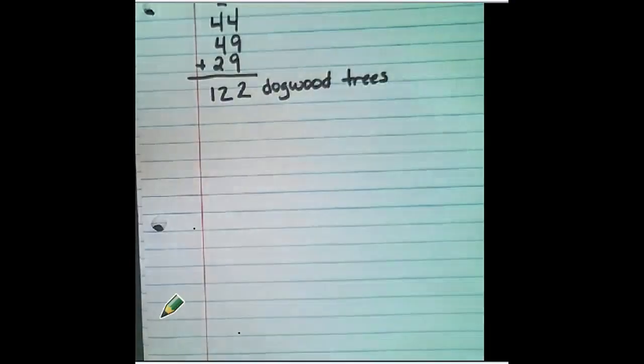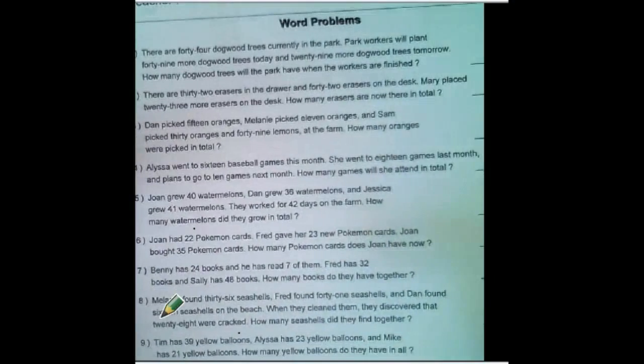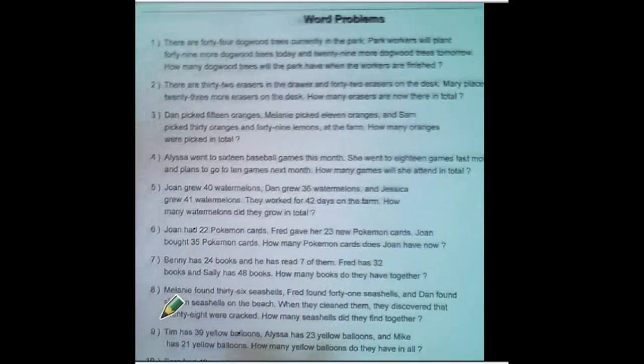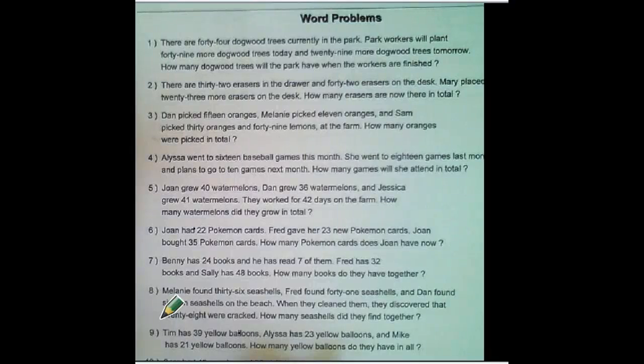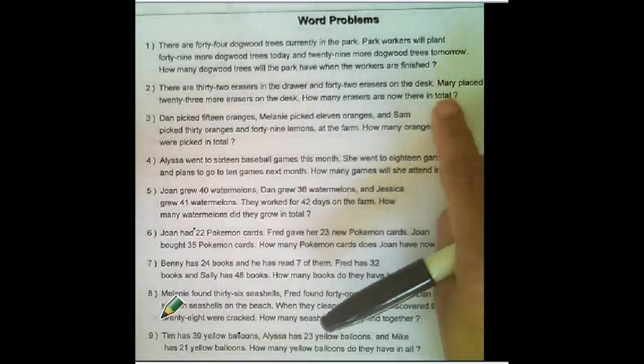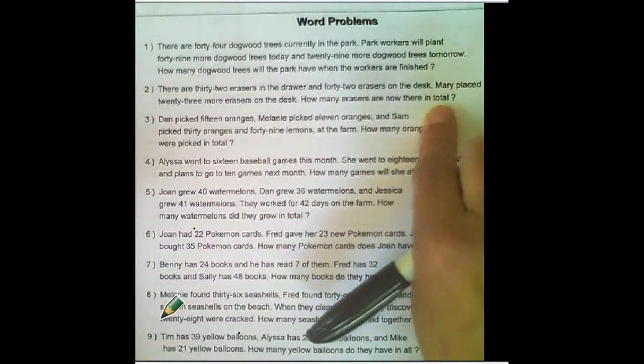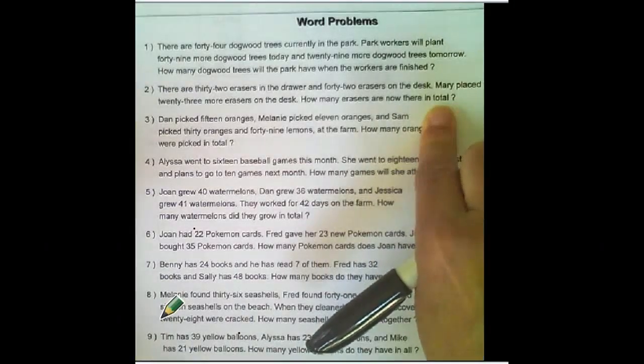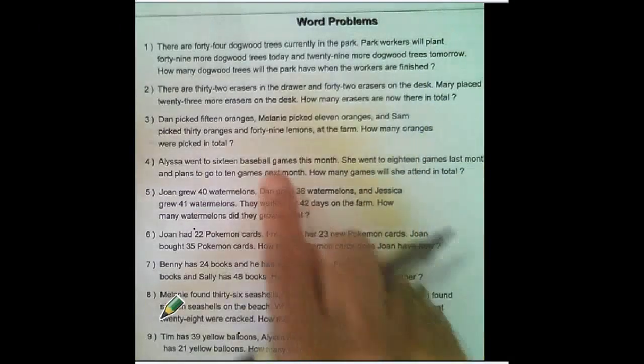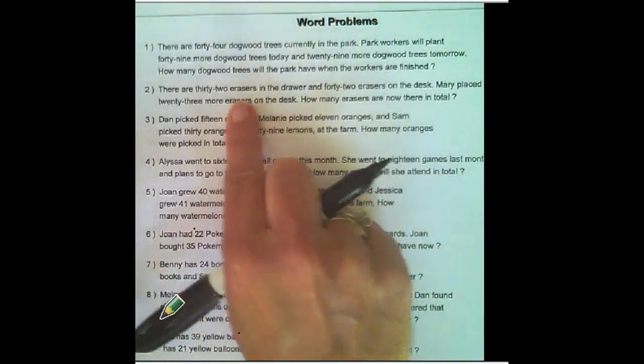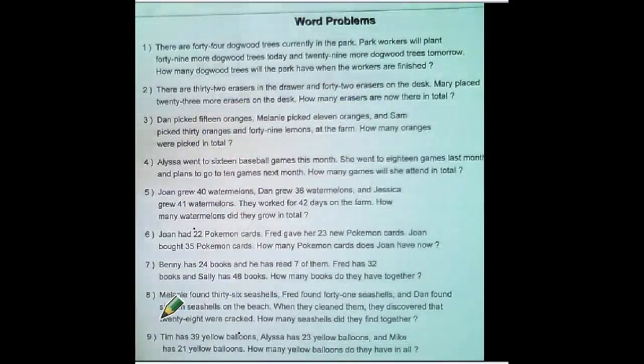Let's look at our second problem. There are 32 erasers in the drawer and 42 erasers on the desk. Mary placed 23 more erasers on the desk. How many erasers are there now in total? So this phrase in total is going to let me know that I am going to be adding erasers. I want to check to make sure I'm talking erasers, erasers, erasers, yes.